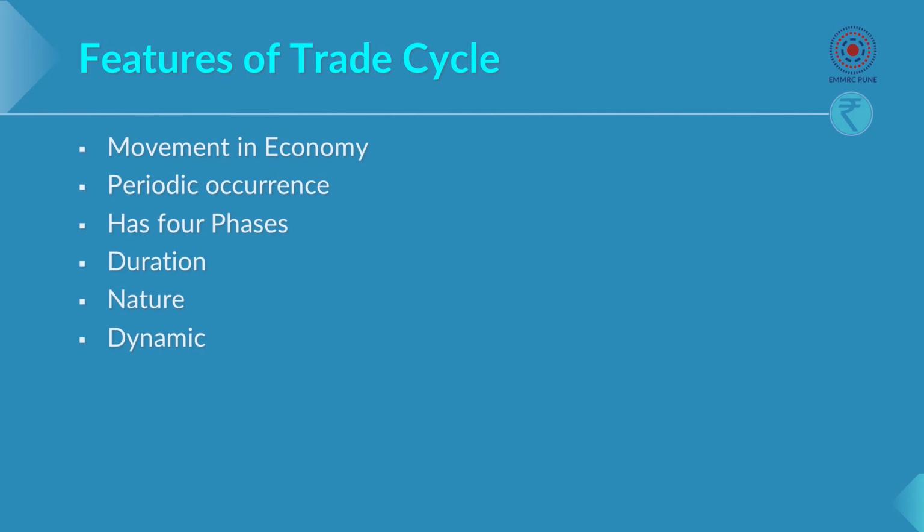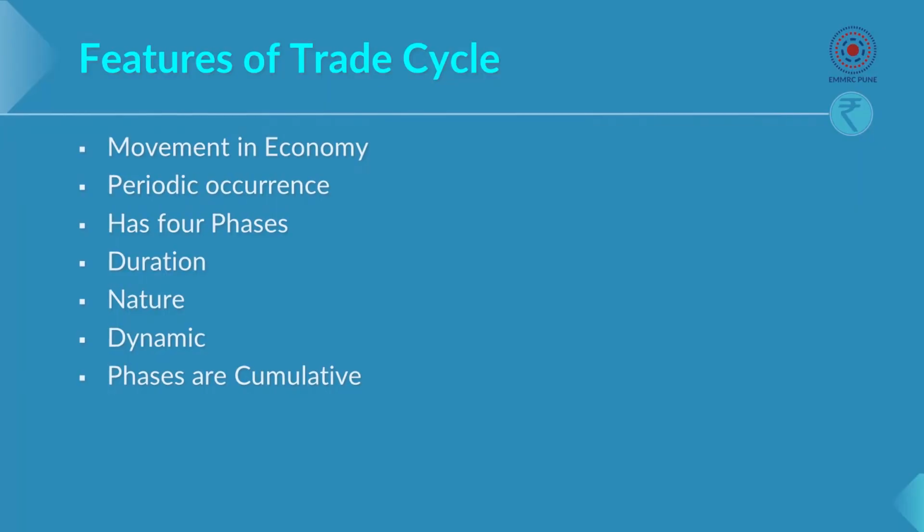Next is dynamic. Trade cycles cause changes in all the sectors or segments of the economy. Trade cycle causes fluctuation not only in production and income, but also brings about instability in other economic variables like employment, investment, consumption, rate of interest, price level, etc. The next is phases are cumulative. No phase of trade cycle is constant. Expansion and contraction in trade cycle are cumulative in effect, that is, they increase or decrease progressively.